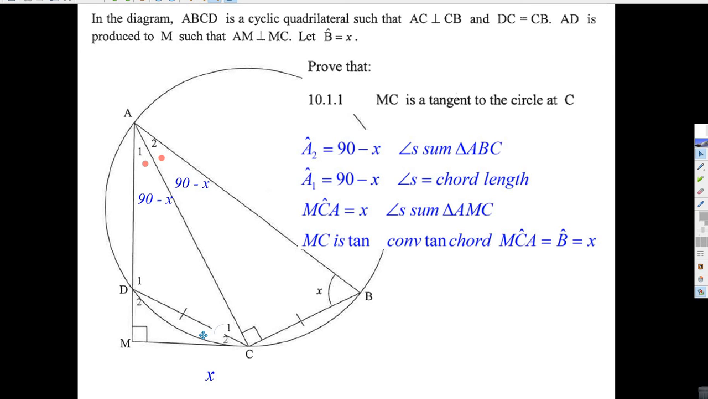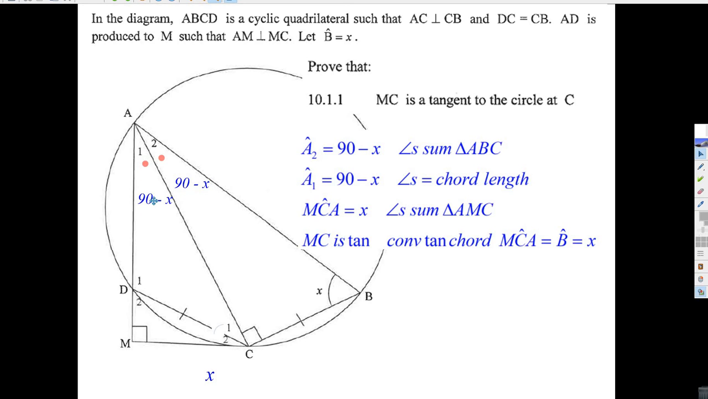Hey, there's about 4 or 5 different ways you can do it, but this is one way. This is the way I did it. I looked at it, and I went, hey, this is 90. That's x. It's a right-angled triangle. It's got to add up to 180. The only way is for these x's to disappear. So minus x plus x is 0. 90 plus 90 is 180. So that angle up there, A2, must be 90 minus x.